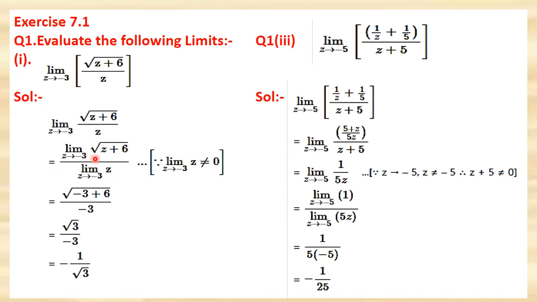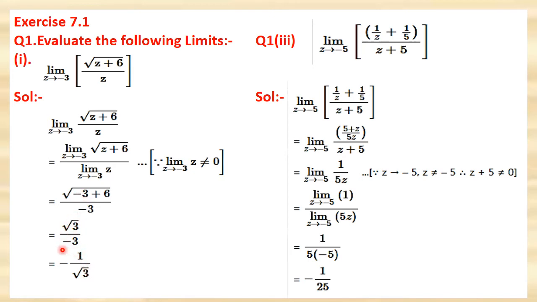First we will substitute and see whether we are getting the denominator 0 or not. If it is not, we can directly apply the value z is equal to minus 3 and get the value of the limit. Here if you put minus 3 for z, then minus 3 plus 6 is 3. That is root 3 upon z is equal to minus 3 again. So root 3 upon minus 3, the denominator is not equal to 0. So direct substitution of the value z is equal to minus 3 gives the value of the limit.